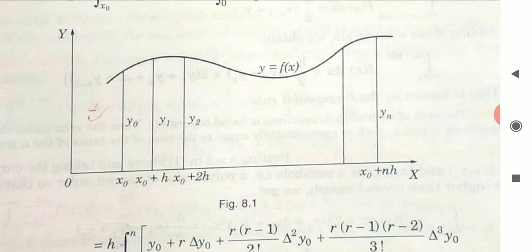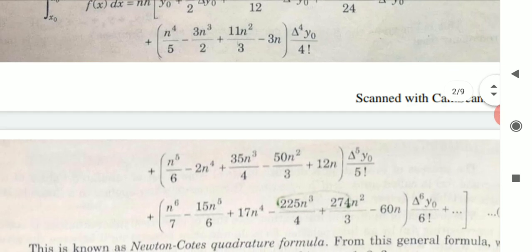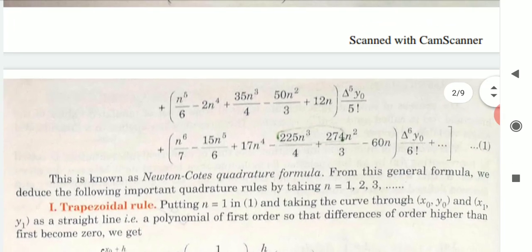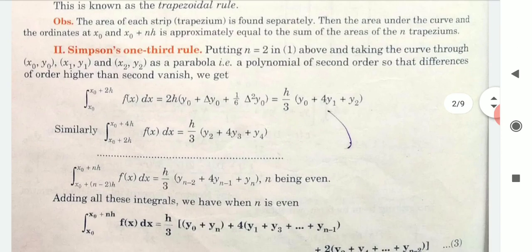Obviously when you are taking n is equals to 2, you are talking about 3 points. One is x0 itself, one is x1 and other one is x2. Is it not? So through these 3 points, they are saying that let us approximate the given curve by means of a parabola, by means of a second order curve. So when you join it by parabola, and when you put n is equals to 2 in this very legendary formula, equation number 1, which is Newton-Cotes quadrature formula, what you will get? You will get integral of f(x) dx from x0 to x0 plus 2h will be equals to 2 times h into this.